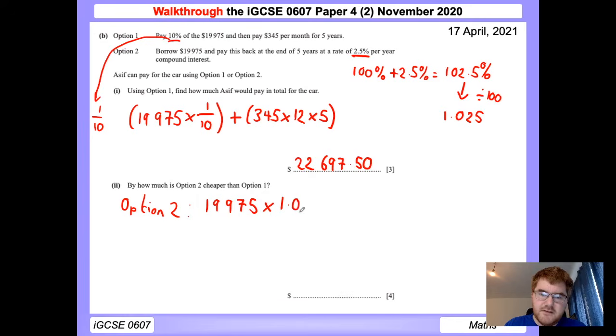So we put 1.025, and then we work out how many years we're going to be paying this interest for, which is 5. And by doing this calculation directly, this will give you the total amount of money that ASIV has paid for this borrowing from the bank. So we pop that into our GDC, and let's get an answer.